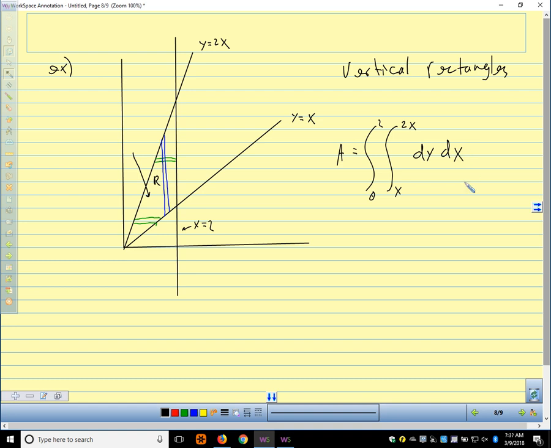And we evaluate that integral. This turns into a nice easy u sub, and we get 2. The area of that region is 2 units.